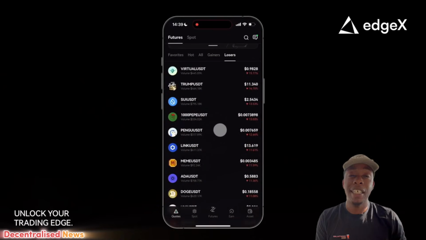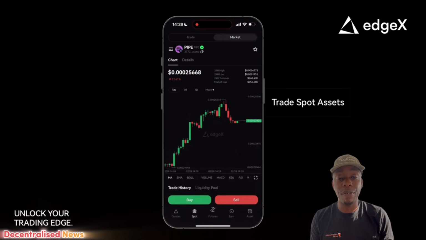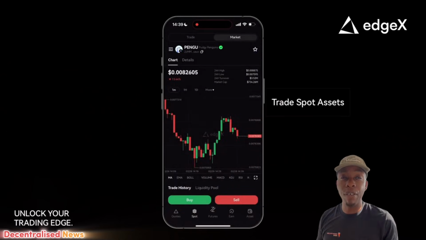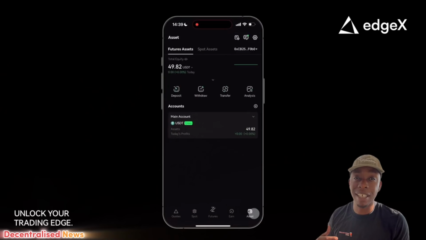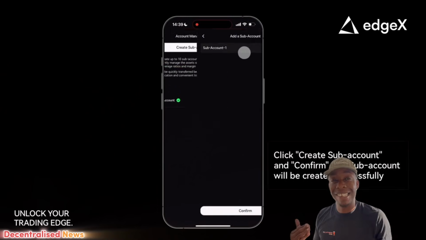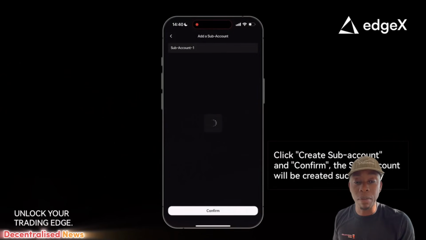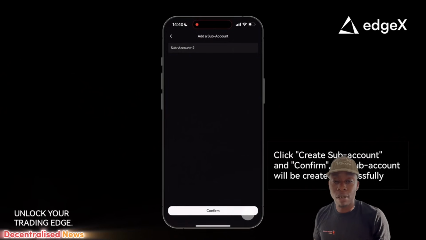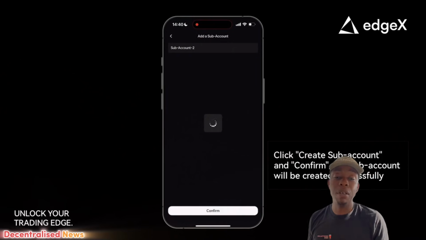Early perp DEXs kind of had fragmented liquidity and AMM designs that struggled during volatility, and this is really what edgeX is trying to fix, positioning itself not only as a simplified retail trader DEX, but also a professional grade trading venue for serious volume, fast execution and scalability.